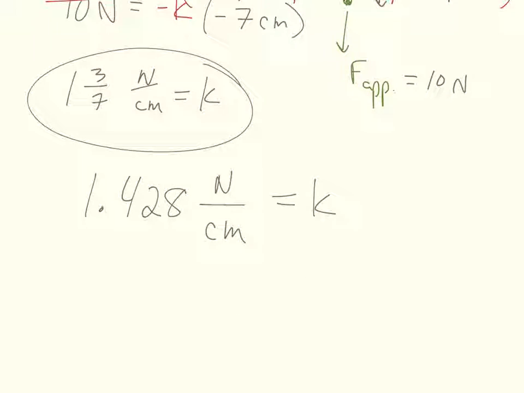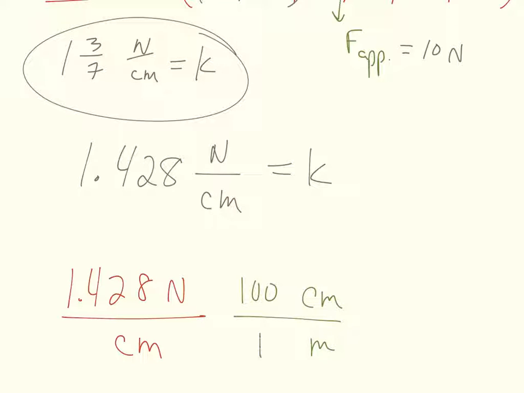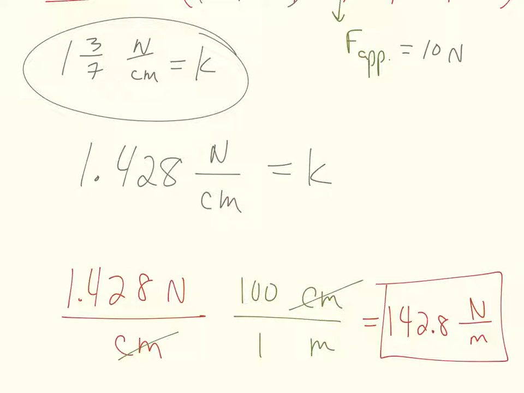So if I want to convert this into newtons per meter, think of it like this. Remember how we did this with dimensional analysis? If I had 70 meters per second, write it as 70 meters in the numerator and 1 second in the denominator. Think about it that way. So here, centimeter is in the denominator. I need that to be meter. So I put centimeter up top to get rid of it. There's 100 centimeters in 1 meter. Cancel, cancel. So to convert this into newtons per meter, it's going to be 142.8 newtons per meter.